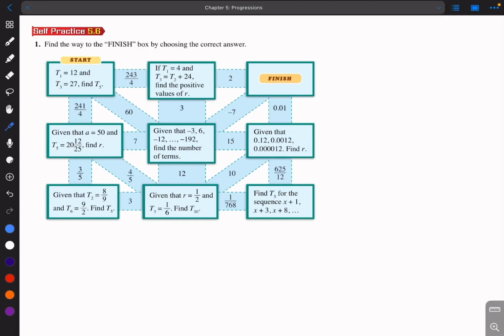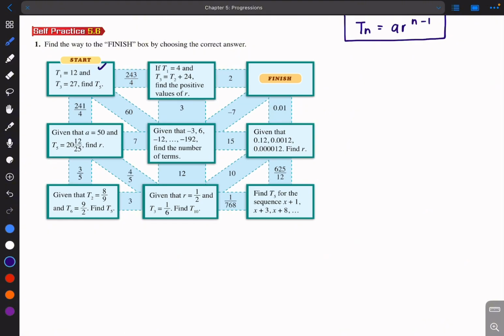Self-practice 5.6, question 1. Find the way to the finish box by choosing the correct answers. So we have to start here and we must try to find our way to the finish box. Okay, so these are all geometric progressions. So the formula for Tn will be ar^(n-1). Okay, let's look at the first box.